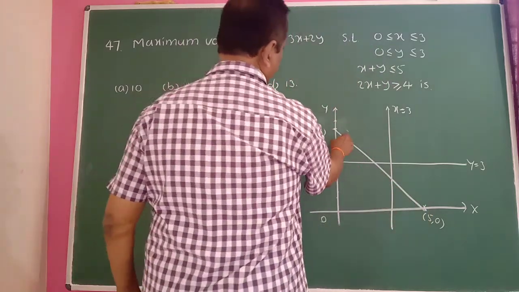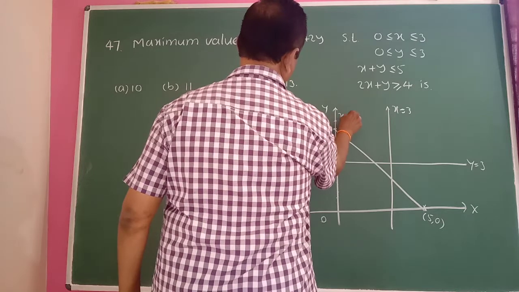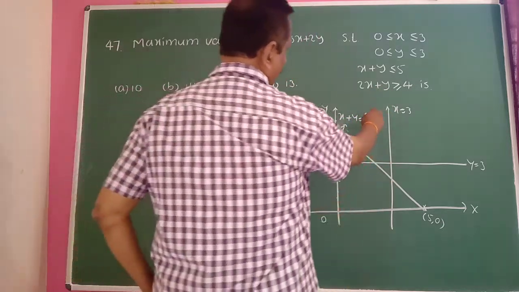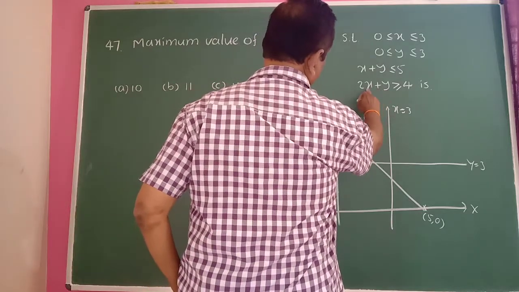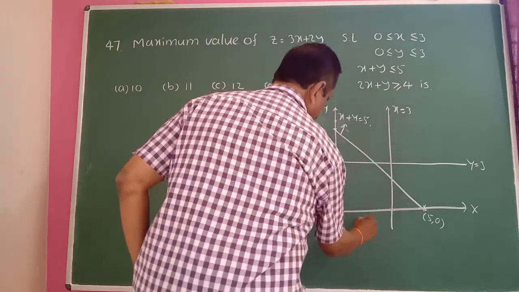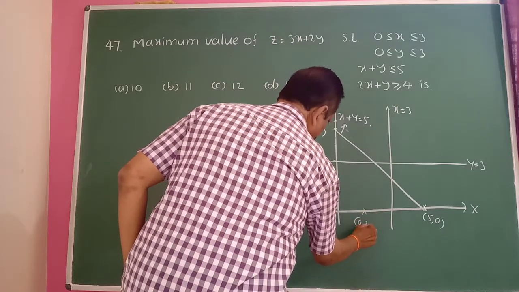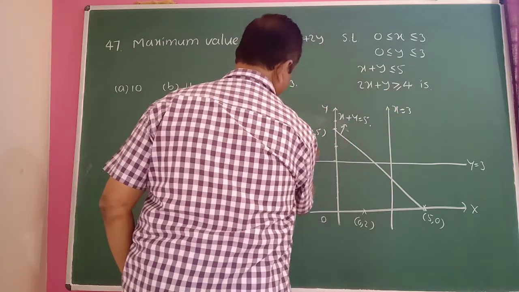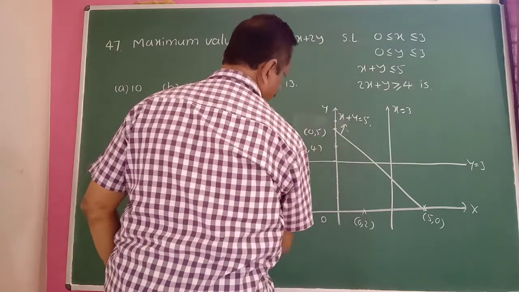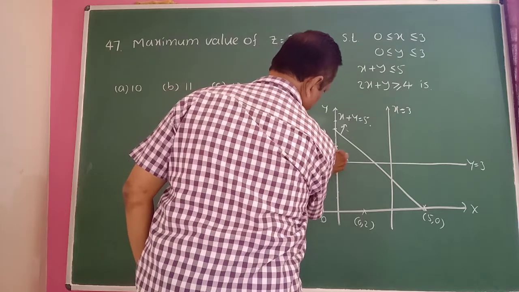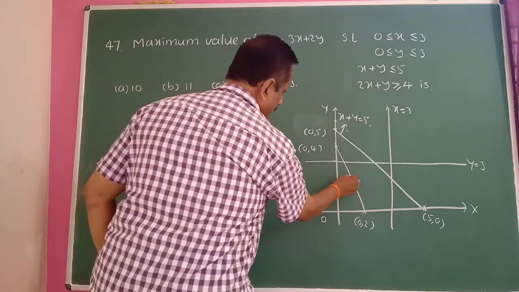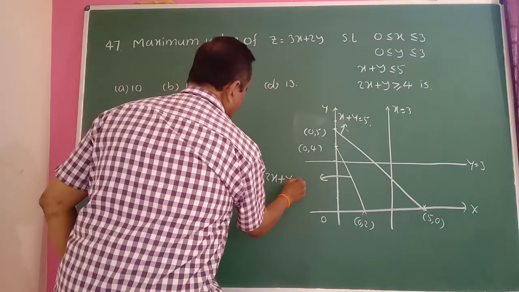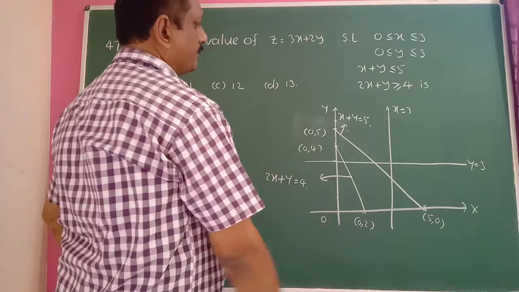Join these points. Therefore the equation of this line is x plus y is equal to 5. And here put y equal to 0, then 2x equal to 4 means x equal to 2, this point. And put x equal to 0, y is equal to 4, this point (0, 4). So the equation of this line is 2x plus y is equal to 4.